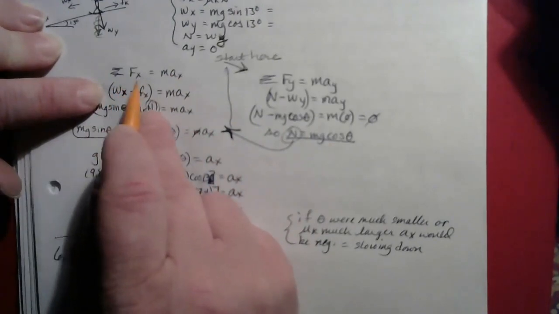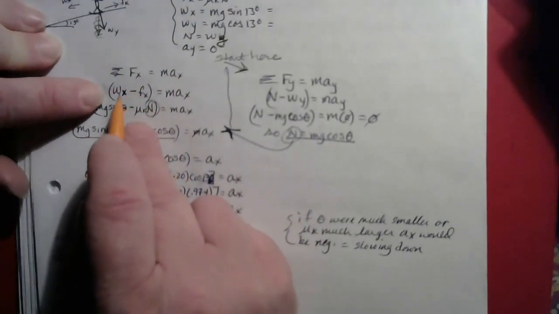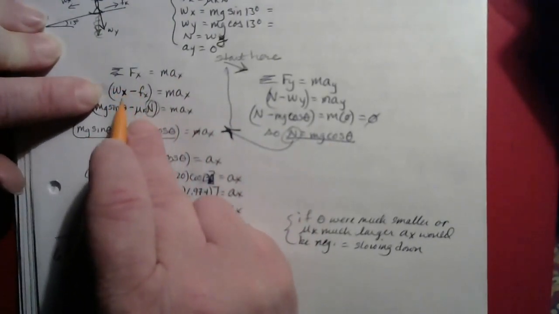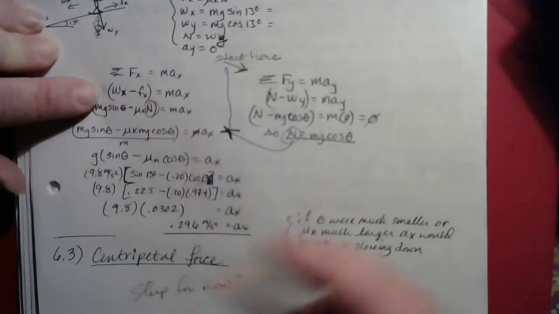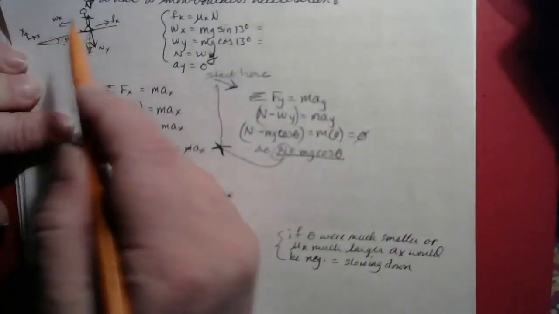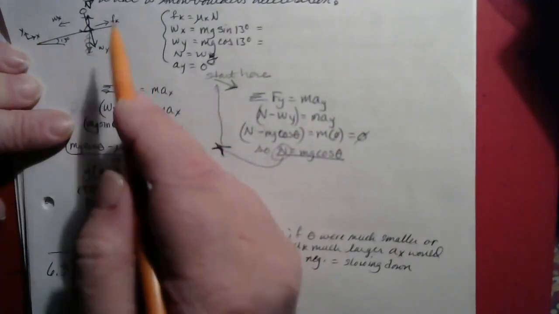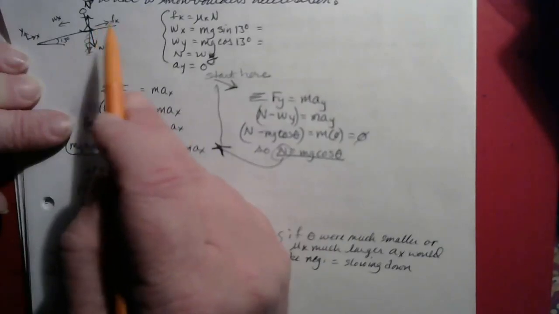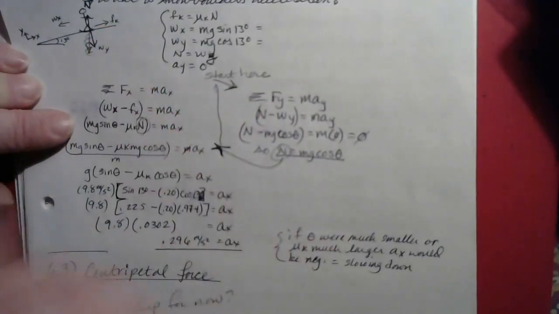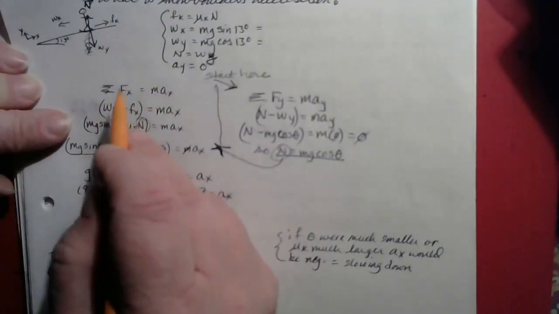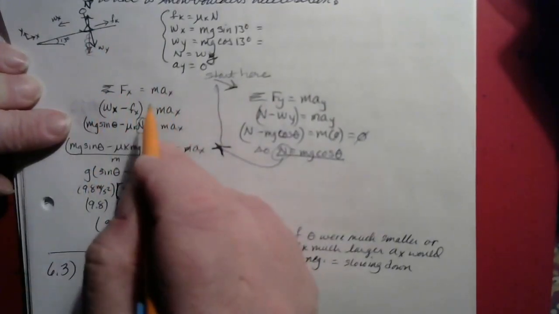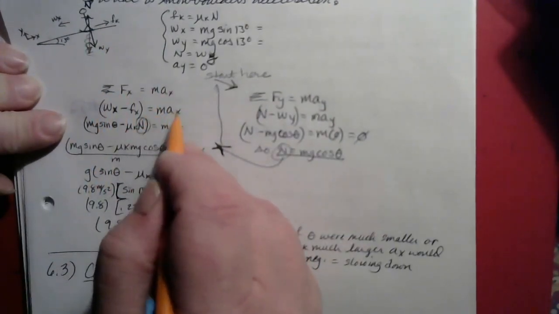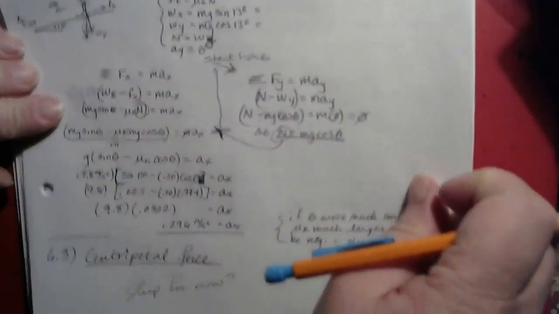The summation of all of the forces in the x direction would just be the weight in the x direction, that is the x component of the weight, which is what's pulling the snowboarder down the hill, minus the friction in the x direction, which is trying to pull the snowboarder back up the hill. So that is the total of all of the forces in the x direction, and that would be equal to the mass times the acceleration in the x direction.